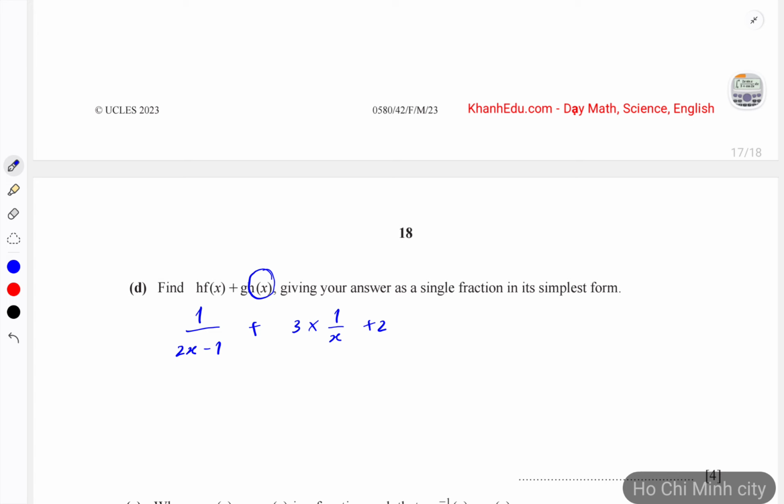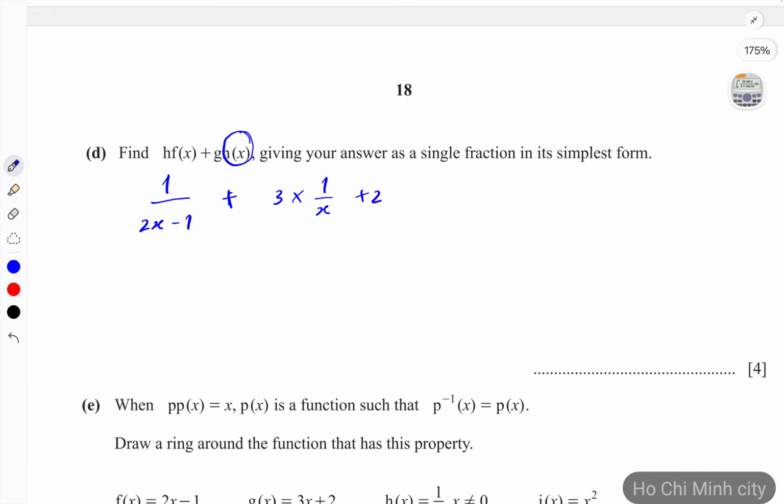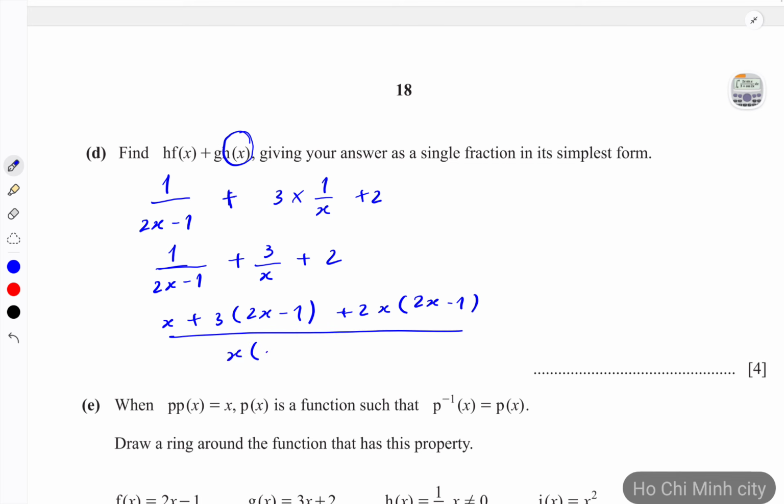All right, so it's time to simplify this sum. So we have 1 over 2x minus 1 plus 3 over x plus 2. So the common denominator here is x times 2x minus 1. So x plus 3, 2x minus 1 plus 2x, 2x minus 1, divided by x times 2x minus 1.